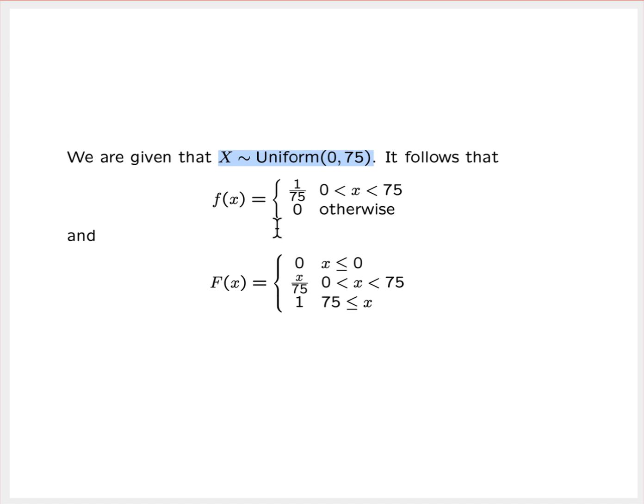The CDF is 0 if x, the argument that we're evaluating it at, is less than or equal to 0. It's 1 if x is greater than or equal to 75, and it's x over 75 if we evaluate it at a value between 0 and 75.